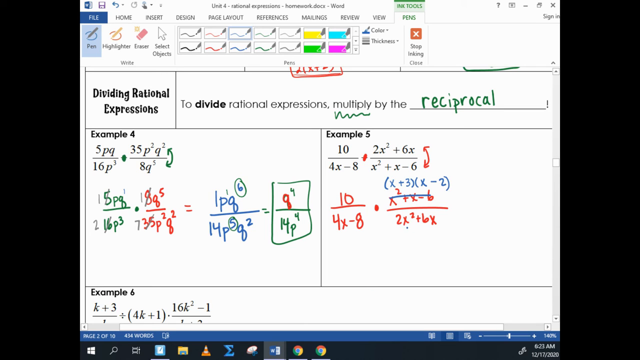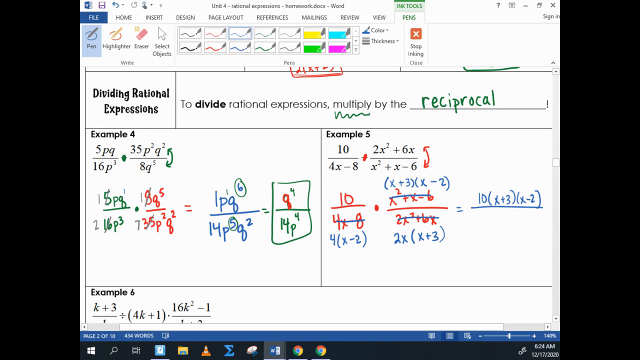This one is just a greatest common factor. I can factor out a 2x, and I'm left with x plus 3 right there. And then over here, I can also factor out a greatest common factor of 4, and I'm left with x minus 2 right there. Okay, we could go ahead and put them all together. That might be easiest. So here I've got 10 times x plus 3 times x minus 2. That's what is left in the top.